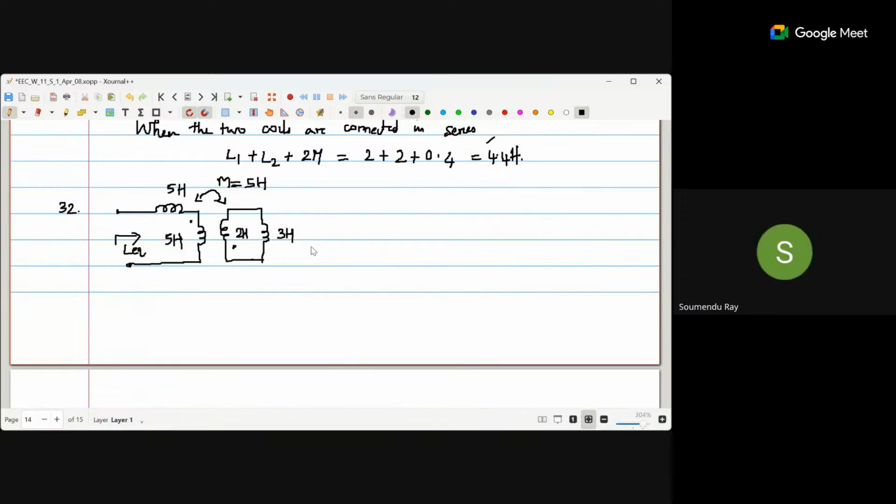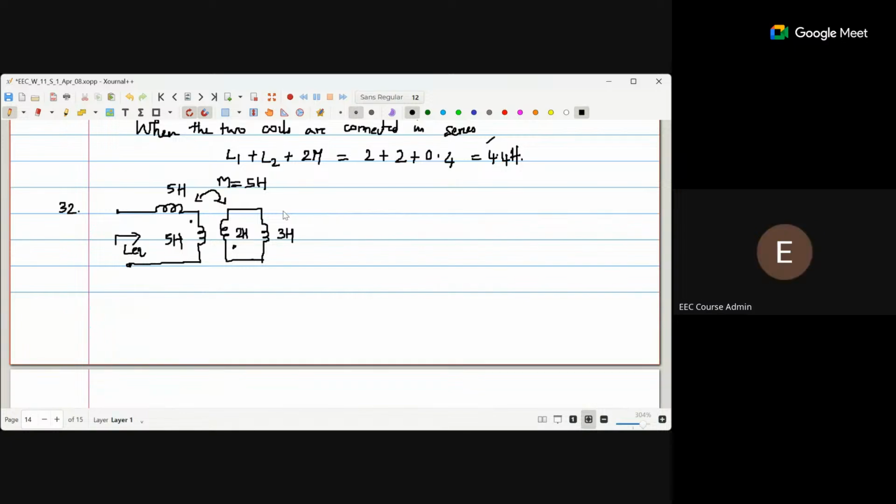No, sir. If the dot is down on the secondary of the transformer, that means positive is below and negative is above. That is the dot. One second. On the primary side, if the dot is above, that means the positive is above and negative is below. Similarly, if the dot is below, that means the positive is below. Here for 3 Henry, the plus is at top, right?